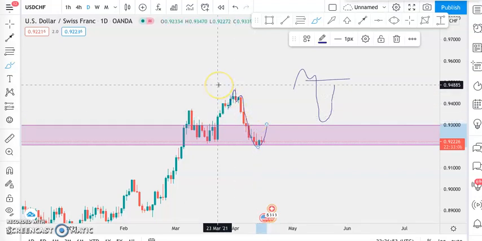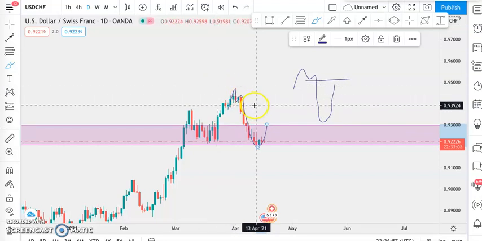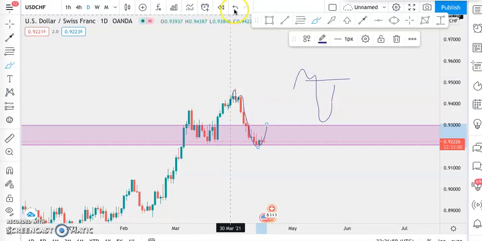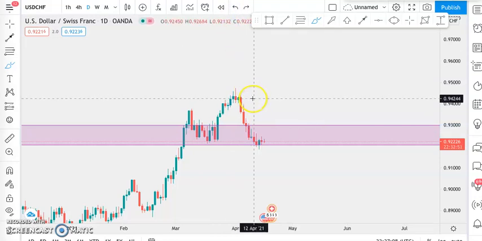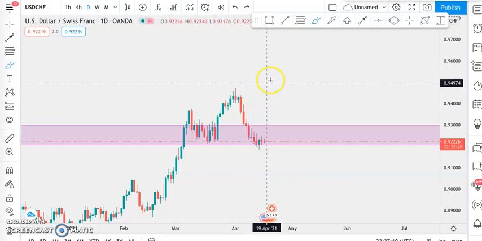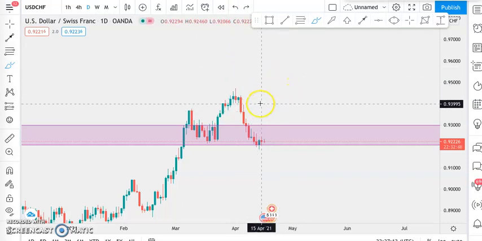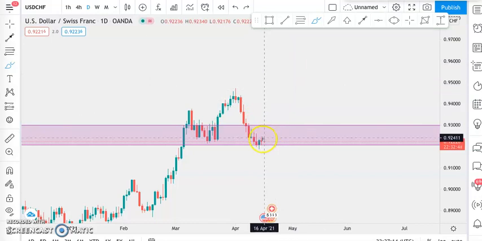So how do we approach this longing opportunity here? Until we get a clear bullish signal from a 4-hour and probably a 1-hour perspective, we would absolutely not be taking any trade here.